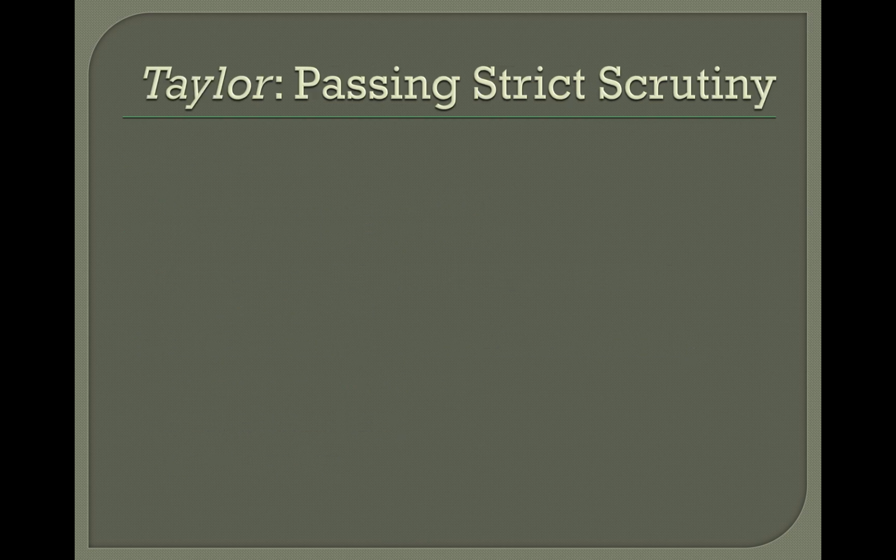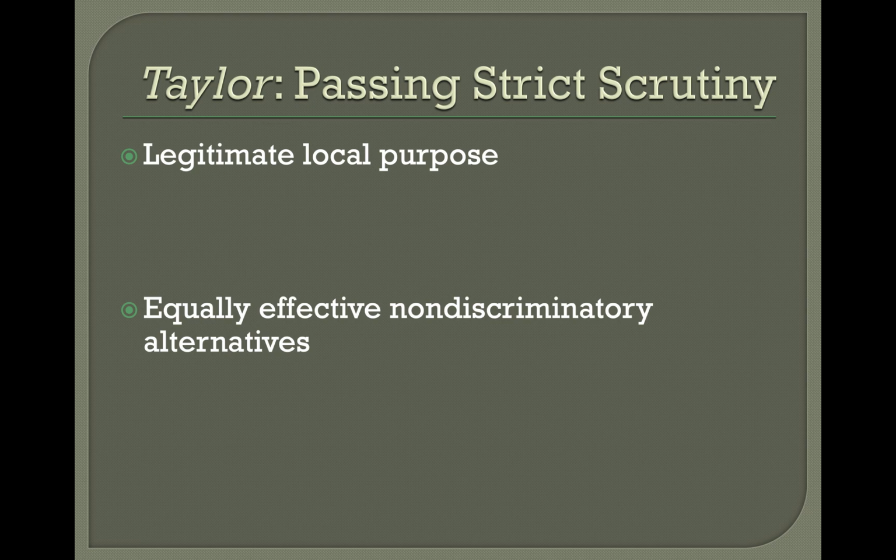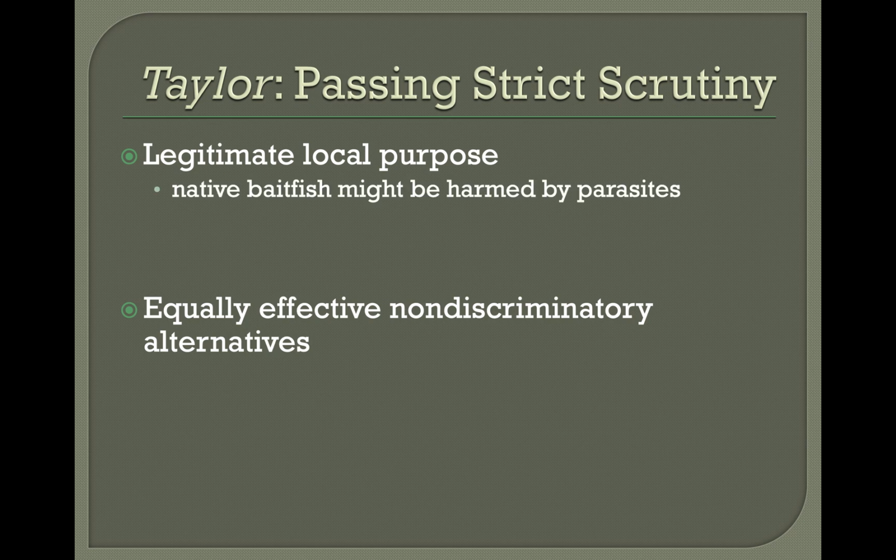So how does the court start the scrutiny analysis? Well, we know what our strict scrutiny test is. There must be a legitimate local purpose, and that purpose can't be achieved in any less interstate commerce discriminatory way. So is the purpose here a legitimate local purpose? And is the statute the only way that we can achieve this purpose? So the court acknowledges that the native bait fish might be harmed by parasites. If they're parasites that are on the same species, there's every reason to think that the parasites would be transferred from one foreign fish to a native fish.